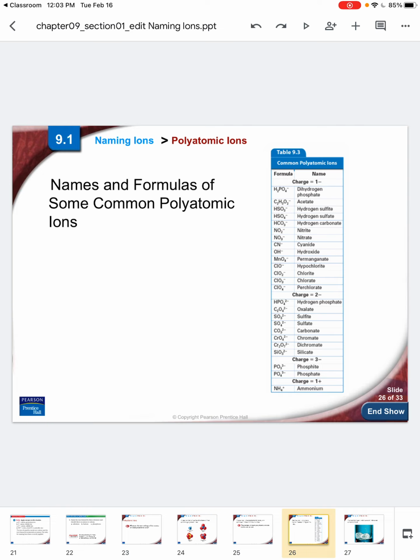I want to point out one: acetate, sulfite, sulfate, nitrate, nitrite. Notice that when we have nitrate, NO3, the nitrite has one less oxygen, NO2. The sulfate is SO4. The sulfite has one less oxygen, SO3. Of course, 2- on the charge there. And nitrate has a single negative charge.